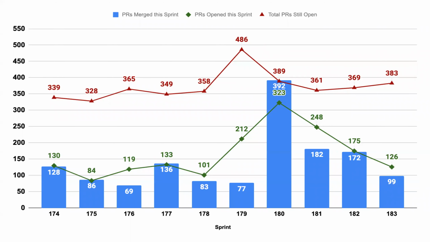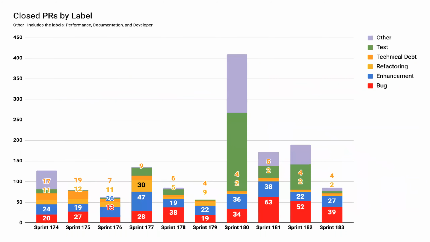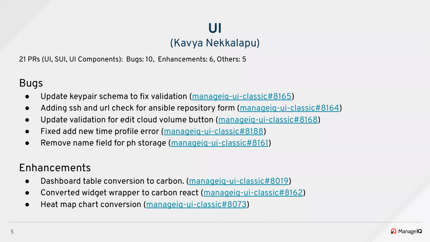So this sprint, we went back to our regular numbers, as you see, from the beginning of that big spike at 180. We're down to 126 pull requests opened and 99 merged in the sprint, which is roughly the same as pre 180. Similarly, we had 39 bug fixes and 27 enhancements, along with a sprinkling of everything else. With that, I will turn it over to Kavya.